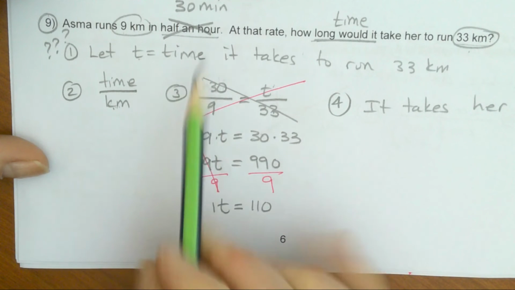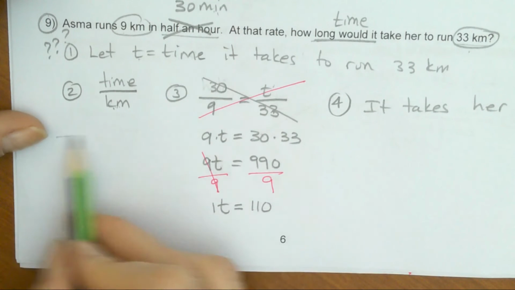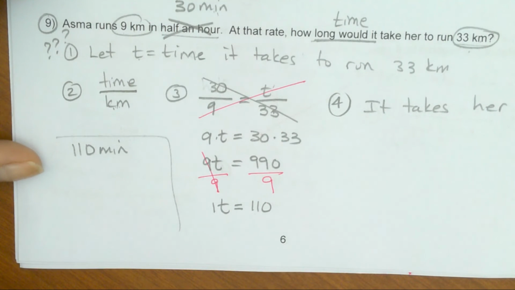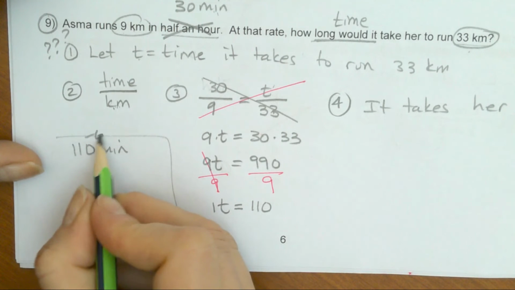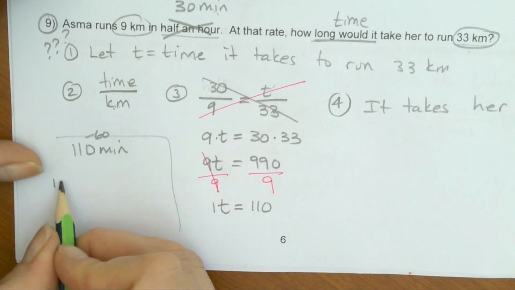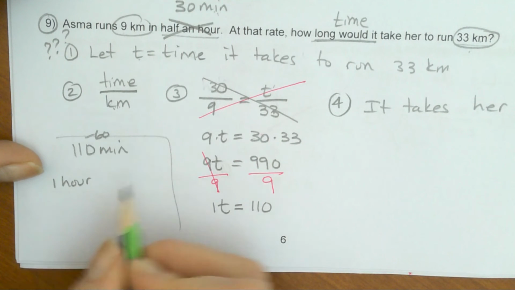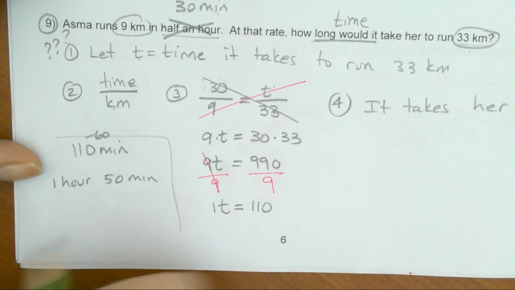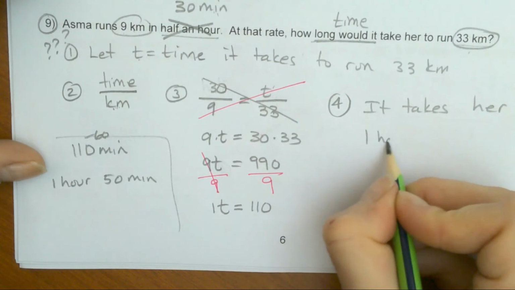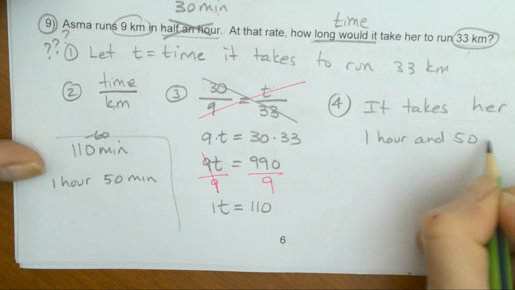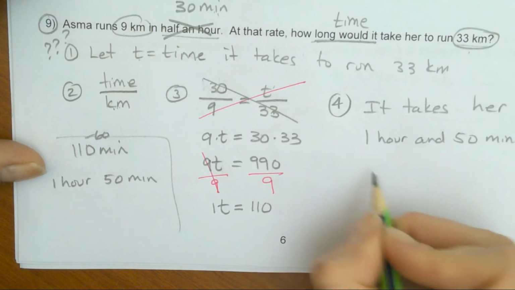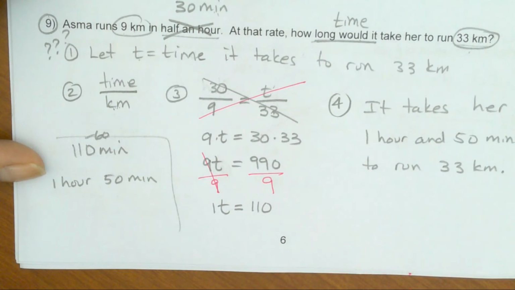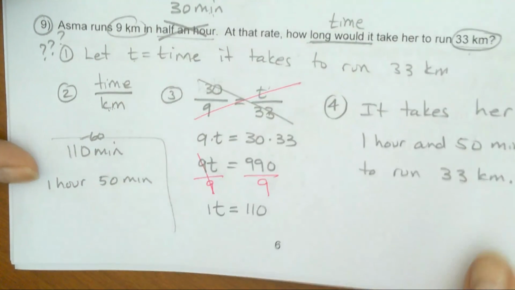110. It's in minutes. So on Netflix, if a movie is 110 minutes, how many hours is that? Well, take out 60, because 1 hour is 60 minutes, so that's 1 hour. 110 minus 60 is 50. So 110 minutes is the same as 1 hour and 50 minutes. So it takes her 1 hour and 50 minutes to run 33 kilometers. There. Okay, let's do one more.